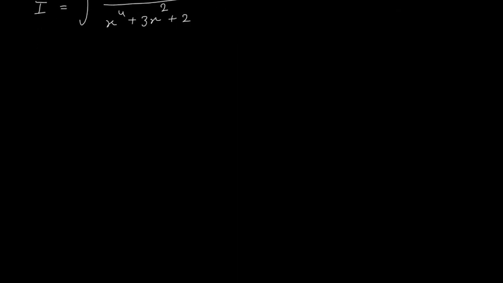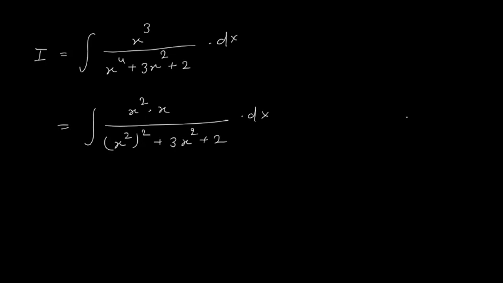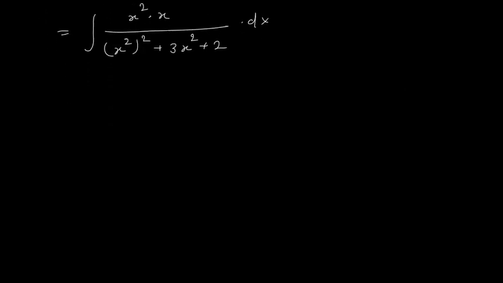Now x square, we can write this as the integration of x cube, which I will write as x square into x, divided by the denominator x square the whole square. So the first step will remain as it is, 3 times x square plus 2 into dx, and then we will use substitution: let x square equal to t. So 2x dx is dt, therefore x into dx is 1 upon 2 dt.